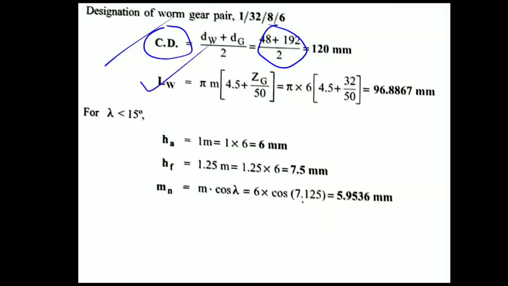Now the length of the worm is pi into M in bracket 4.5 plus ZG by 50. So put the value, we'll get the value of LW, and of course the angle is less than 15 degree.